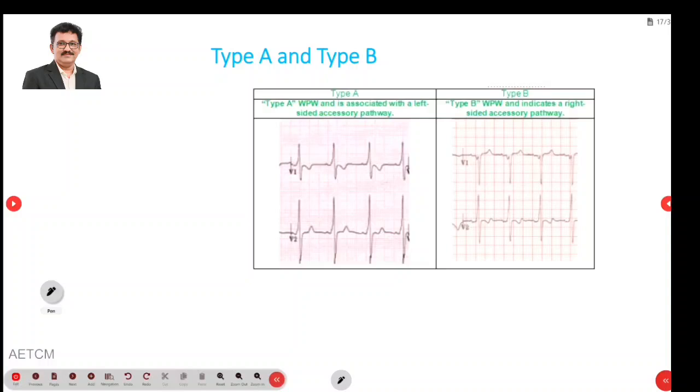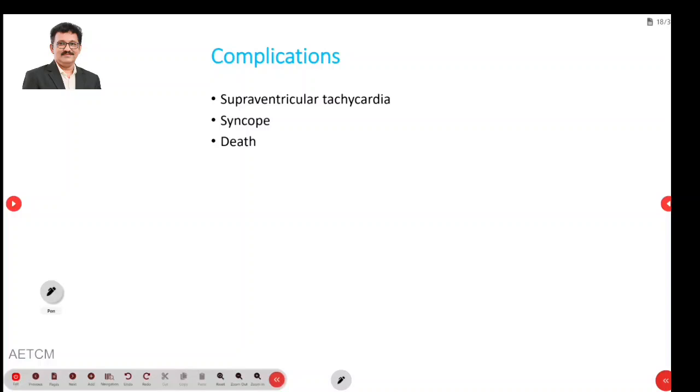There are two types, type A and type B. I am not going into the details of that. You can see here the difference in V1, what is type A, what is type B. Now what are the complications? Supraventricular tachycardia with aberrancy will produce a wide complex tachycardia. Okay. Patient can have syncope and death.